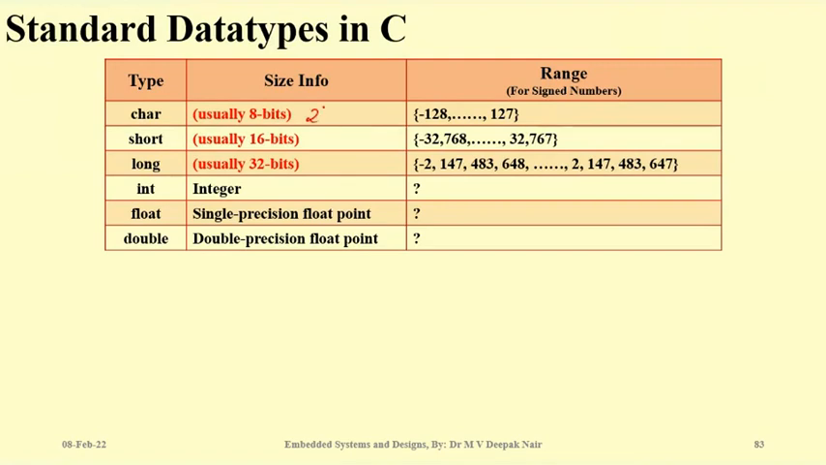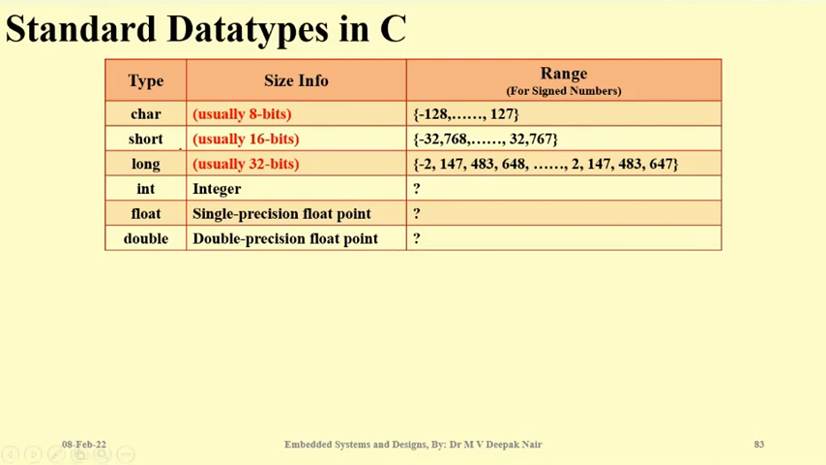So char is 8-bit. That means it can take 2 to the power 8 values, which is 256. Here it is automatically defined that this is a signed number. So minus 128, there will be 0 in between, and then 127. It is a signed number. But when you use unsigned, you can range from 0 to 255, which is what you will find in most cases in Arduino Uno. You might have used values between 0 to 255, 0 to 1023 and so on. Those are unsigned numbers.